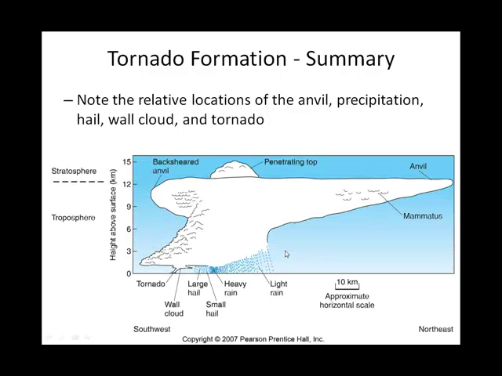So this is a good figure to summarize what we've been talking about with regard to thunderstorm cells dropping down, associated with cumulonimbus clouds, and it's just a good summary.